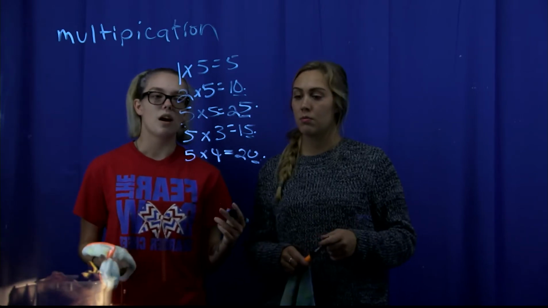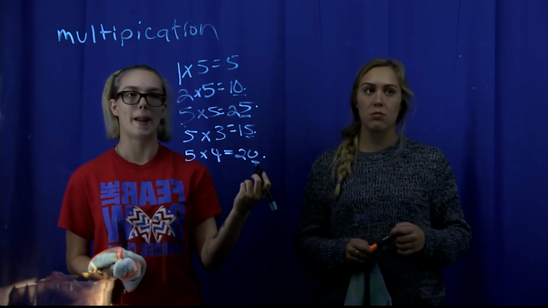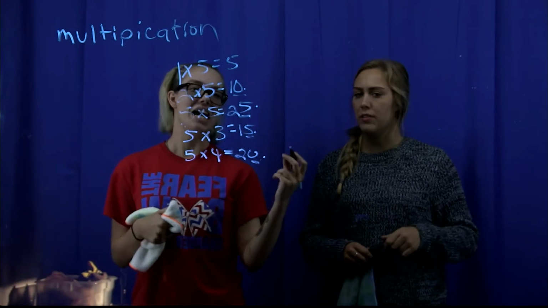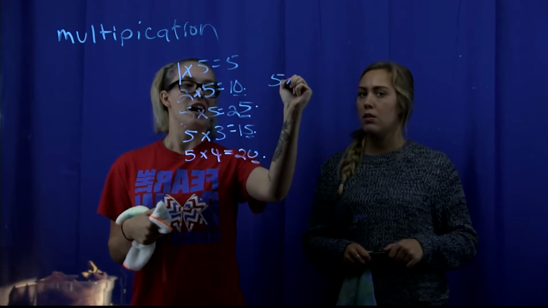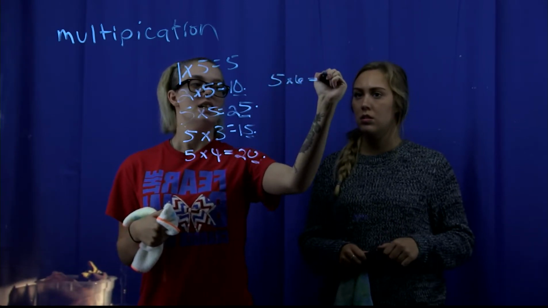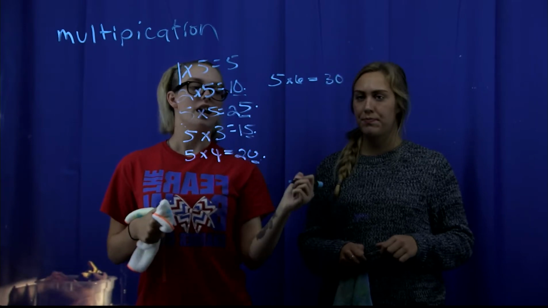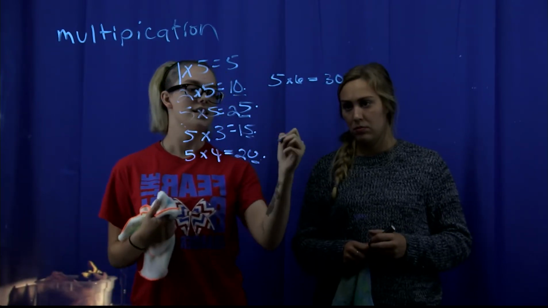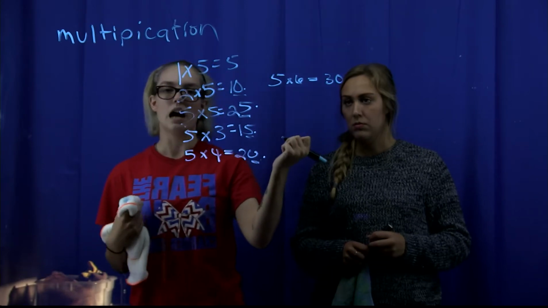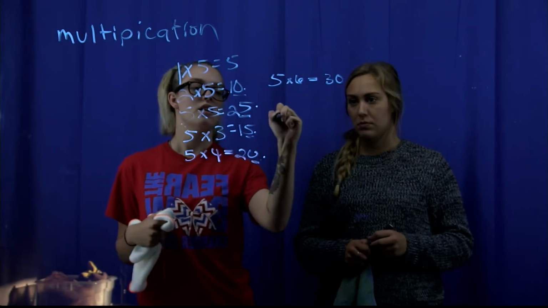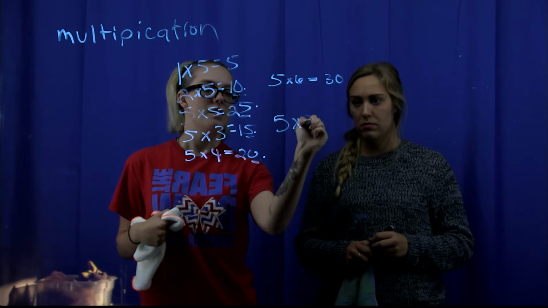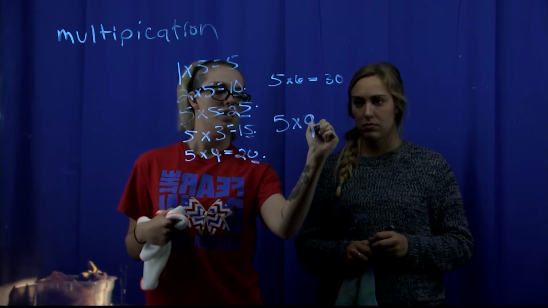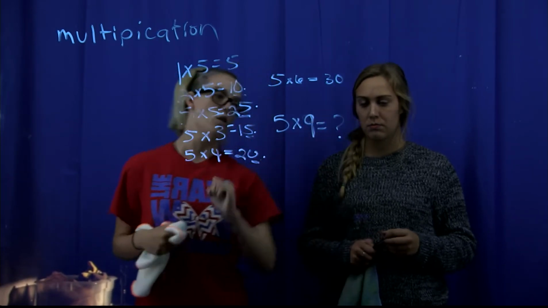So an example problem. We're about to hit 7 minutes. Okay. 5 times 6 is 30. And then for you guys at home to test it, it's going to be kind of a big number. 5 times 9. What does that equal?